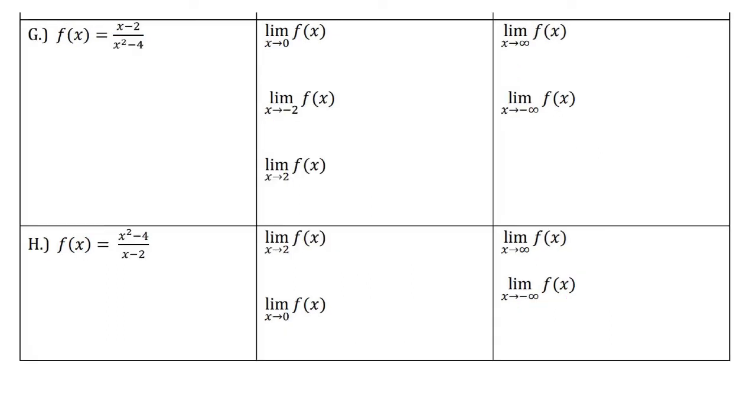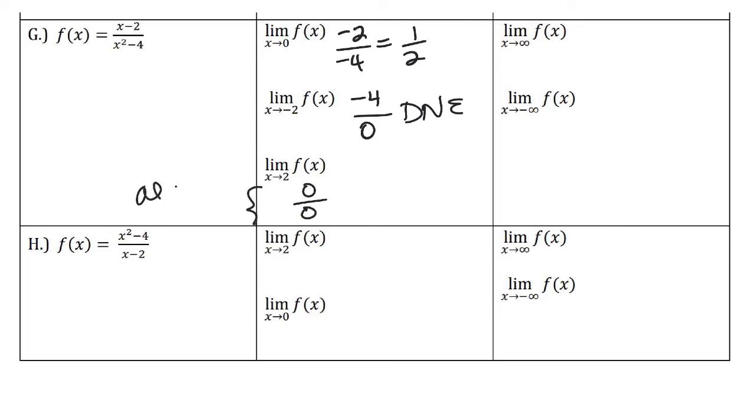Alright, now for part G, we are subbing in 0. And if we plug in 0, it looks like we're going to have -2 over -4, which is a nice 1/2. If we sub in -2, we get -4 in the numerator over 0. This is not one-sided, so does not exist. And then if we plug in +2, I think we're going to run into an issue because we get 0 over 0. Again, that means we need algebra magic. Do not write, does not exist there.